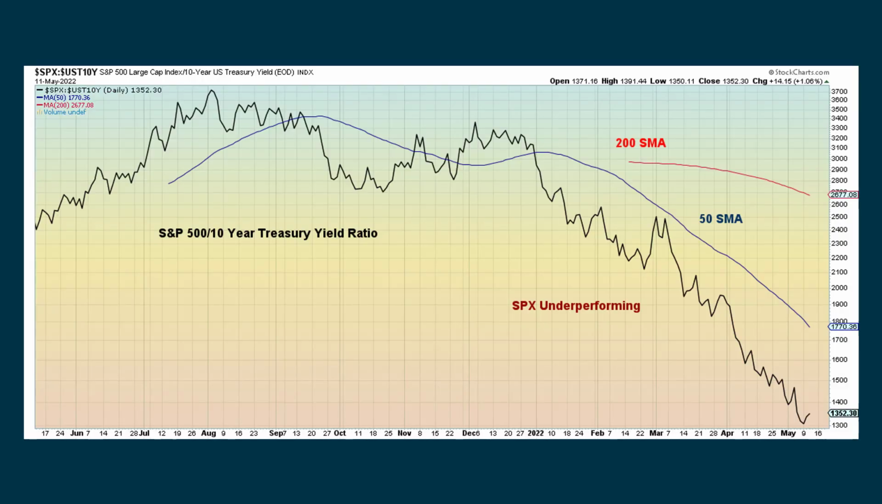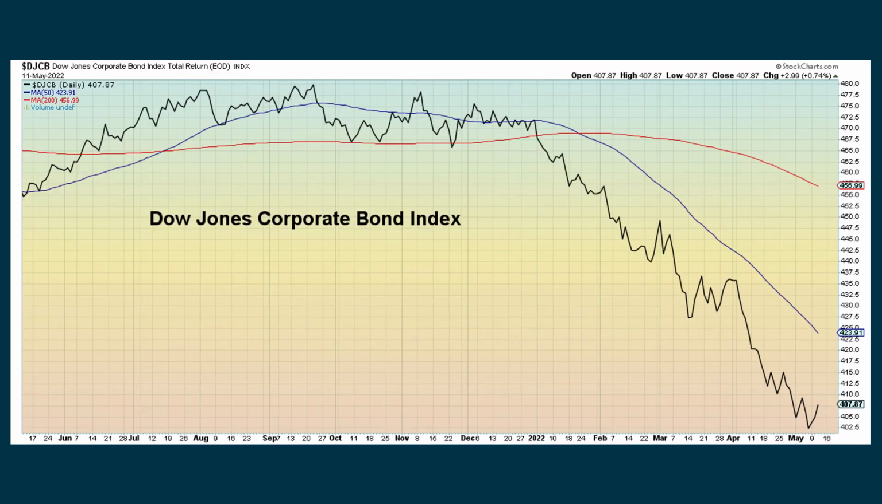Looking at bonds, we have interest rates really going up and bond prices really going down. This compares the S&P 500 with the 10-year Treasury yield, and that's a ratio. So this is an interest rate, and it just shows where the S&P has really been underperforming the rise in interest rates. Here we also look at the Dow Jones Corporate Bond Index.